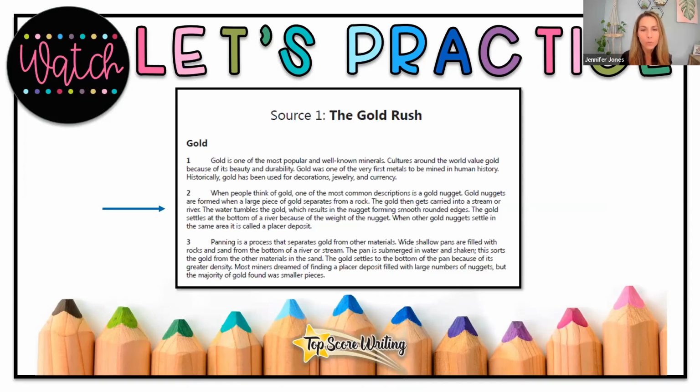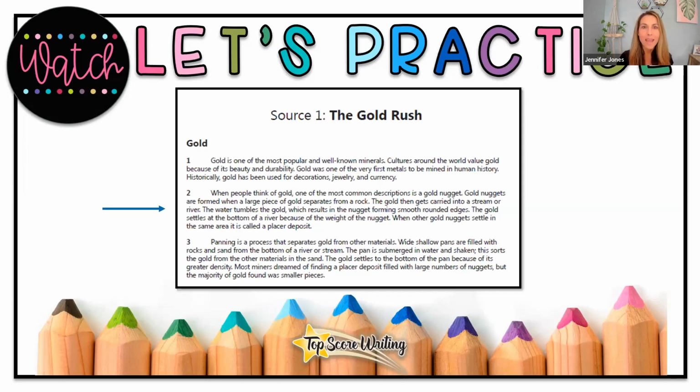When people think of gold, one of the most common descriptions is a gold nugget. Gold nuggets are formed when a large piece of gold separates from a rock. The gold then gets carried into a stream or river. The water tumbles the gold, which results in the nugget forming smooth, rounded edges. The gold settles at the bottom of a river because of the weight of the nugget. When other gold nuggets settle in the same area, it is called a placer deposit.